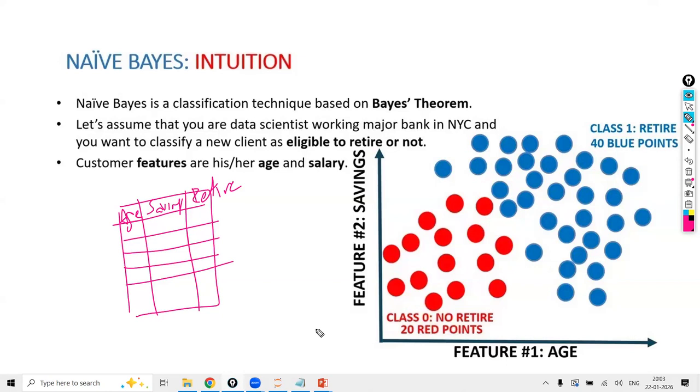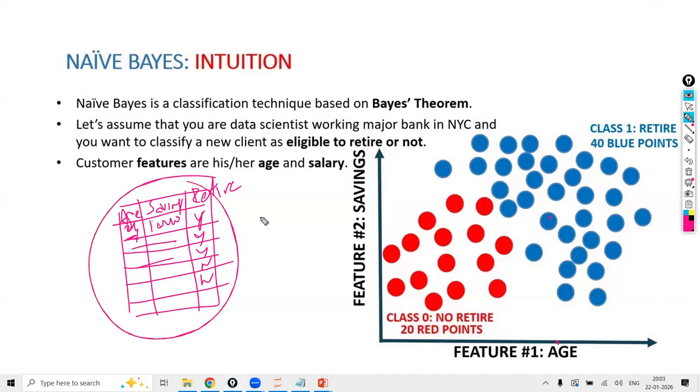Sir, what is this point, sir? Here a value is there now. For example, here age 24, savings is $10,000. So wherever the 24 comma 10,000 is, one point will come, right? Like that for every record, one point will come, whether the person has to retire, yes or no. Yes means blue color, no means red color. This is just a representation. This entire data we are representing like this. Is the point clear?